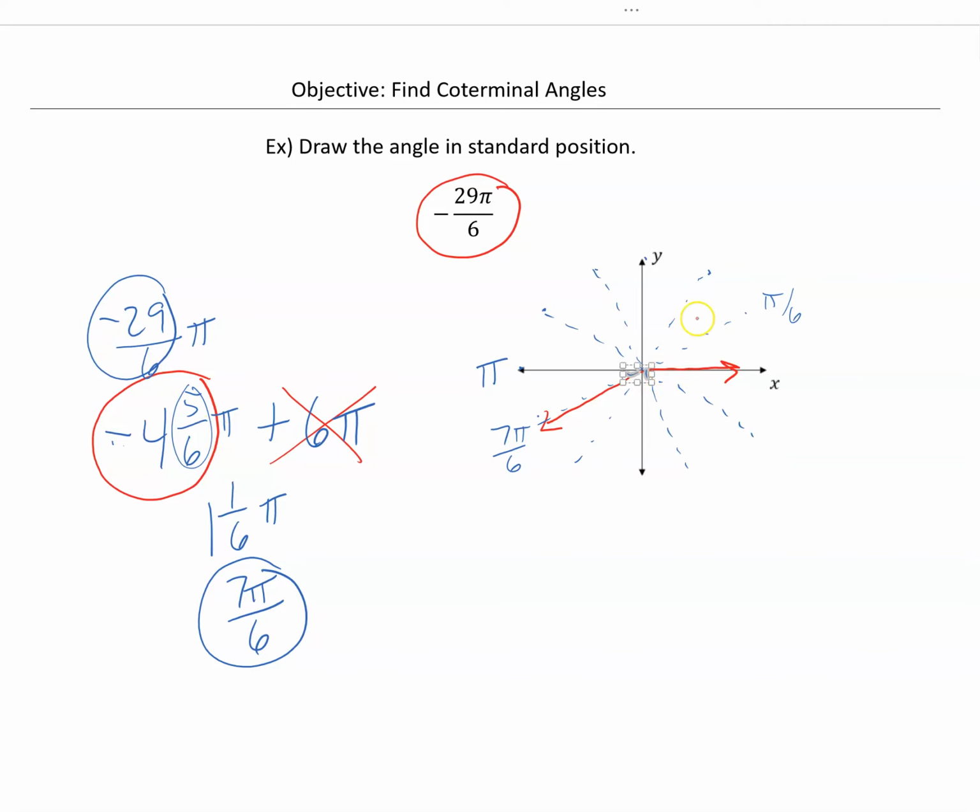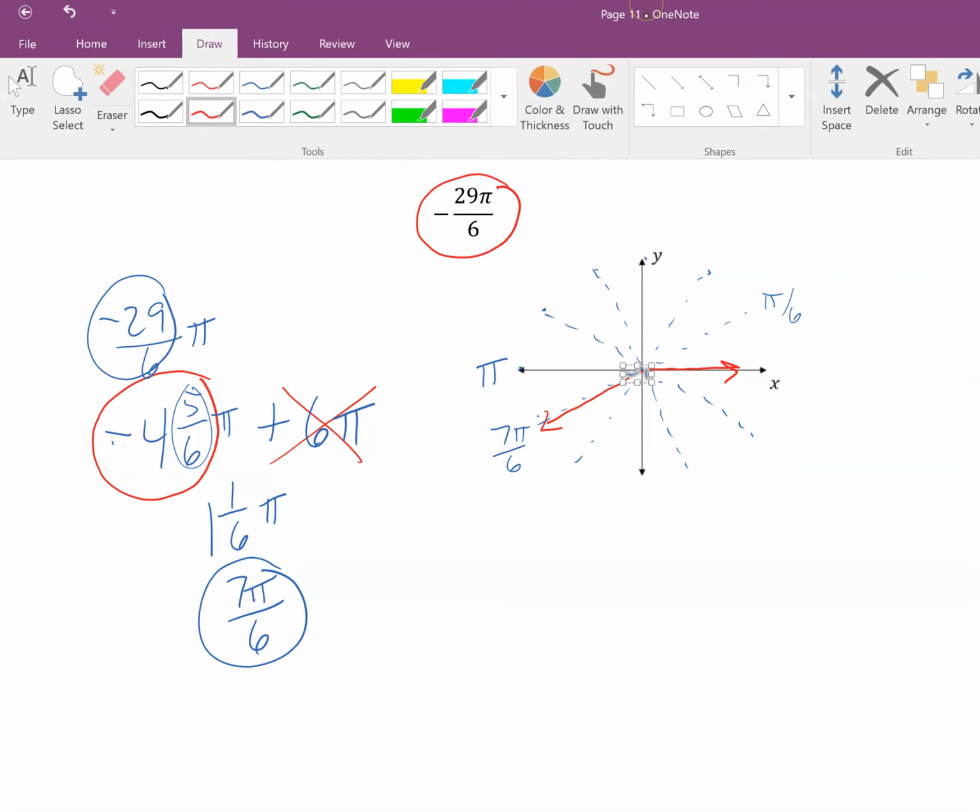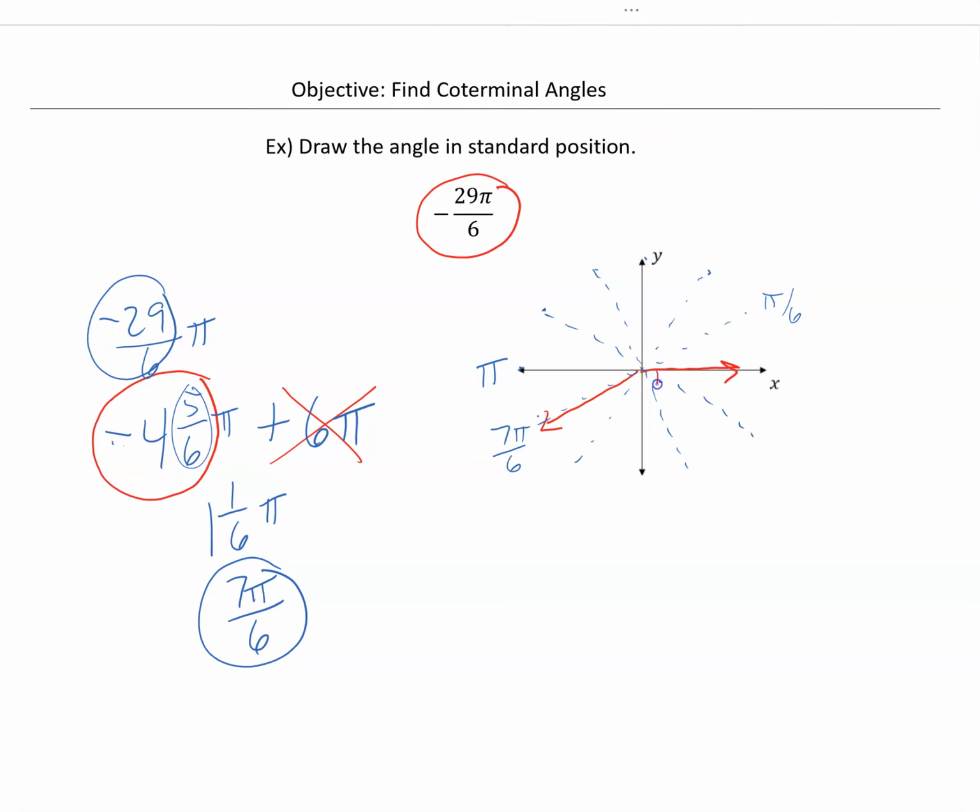Oops, that was not what I was expecting it to do. Let's try that again. There's negative 2 pi. There's negative 4 pi. And then here's our negative 5/6 pi to give us a total of negative 29 pi over 6.